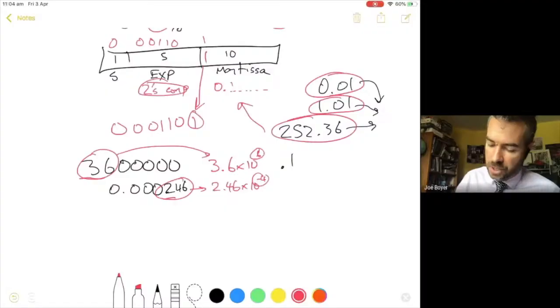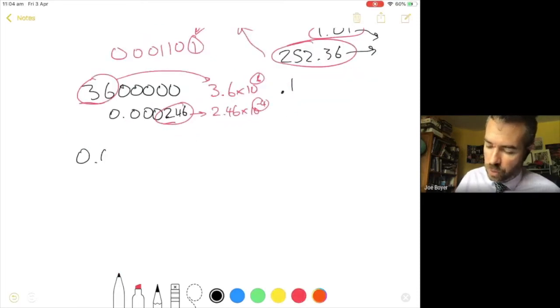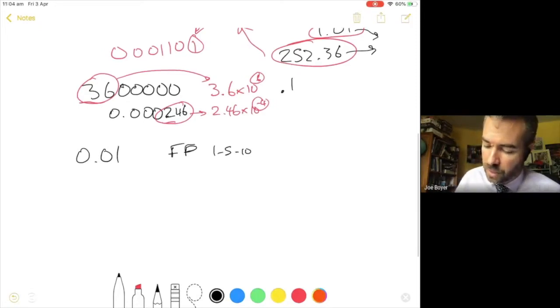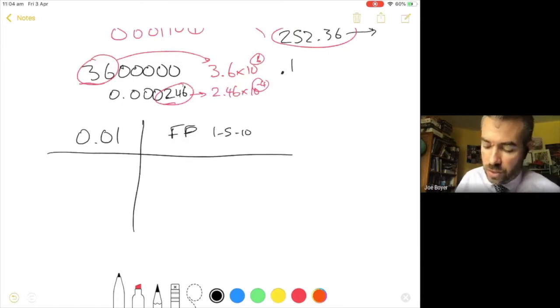So let me start by converting 0.01 into floating point representation using the 1, 5, 10 system. Before we even got to floating point, you'll remember how we turned a decimal number into binary. This is base 10. How do we do it? Our method was, we double it and then double it again and then double it again, and each time we just lose track of our 1.